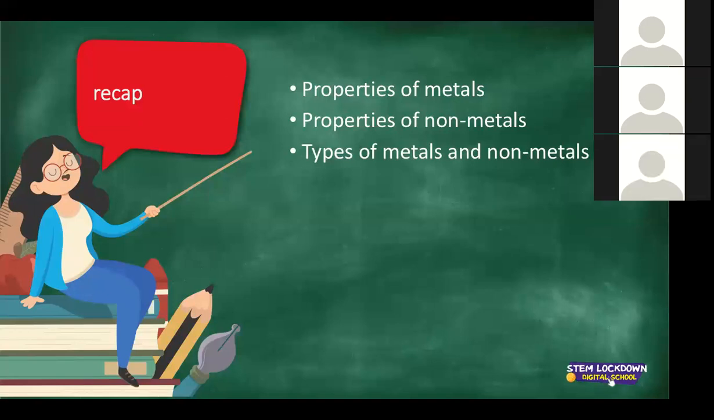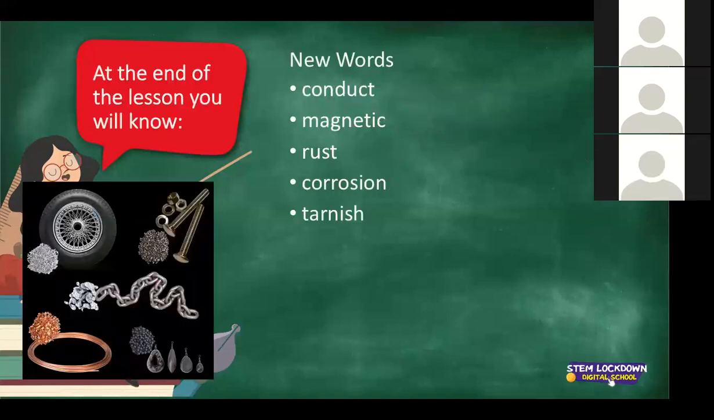At the end of the lesson, I hope you will know the following, of which these are our objectives for the lesson. How a magnet conducts its forces, why metal rusts, and why some metals tarnish.